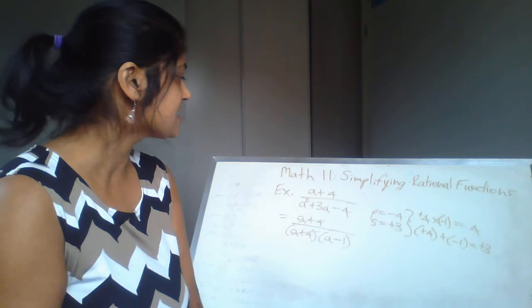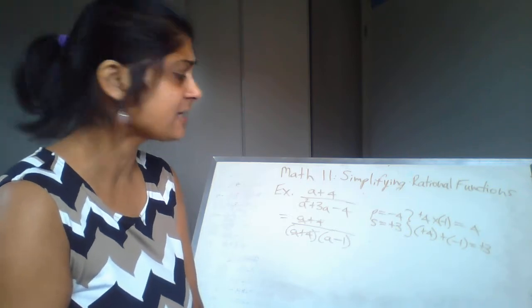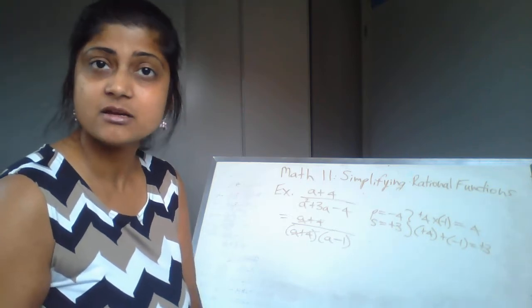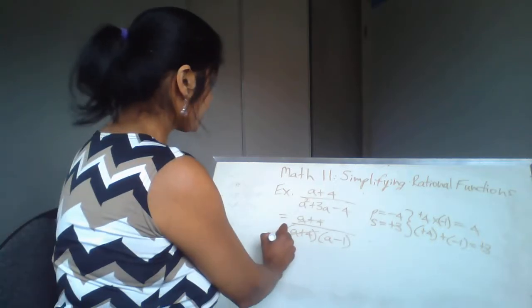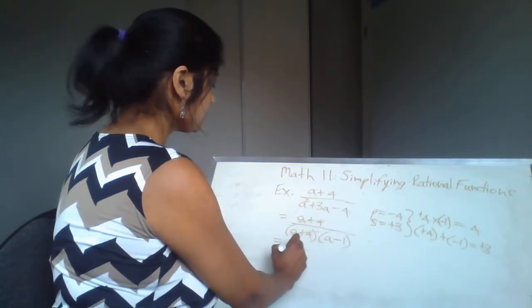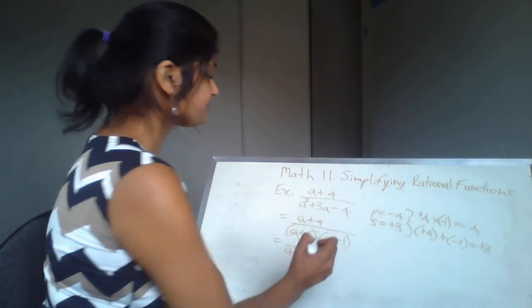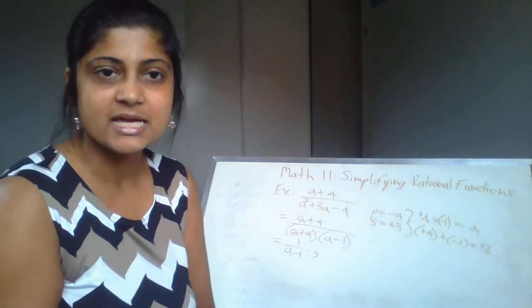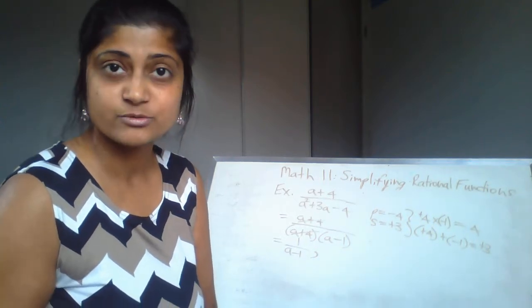Okay, and some students think that the final answer is a minus 1. It's not a minus 1. Okay, it's a fraction here, so it's actually 1 over a minus 1. And again, I have to make sure I'm stating the restrictions.